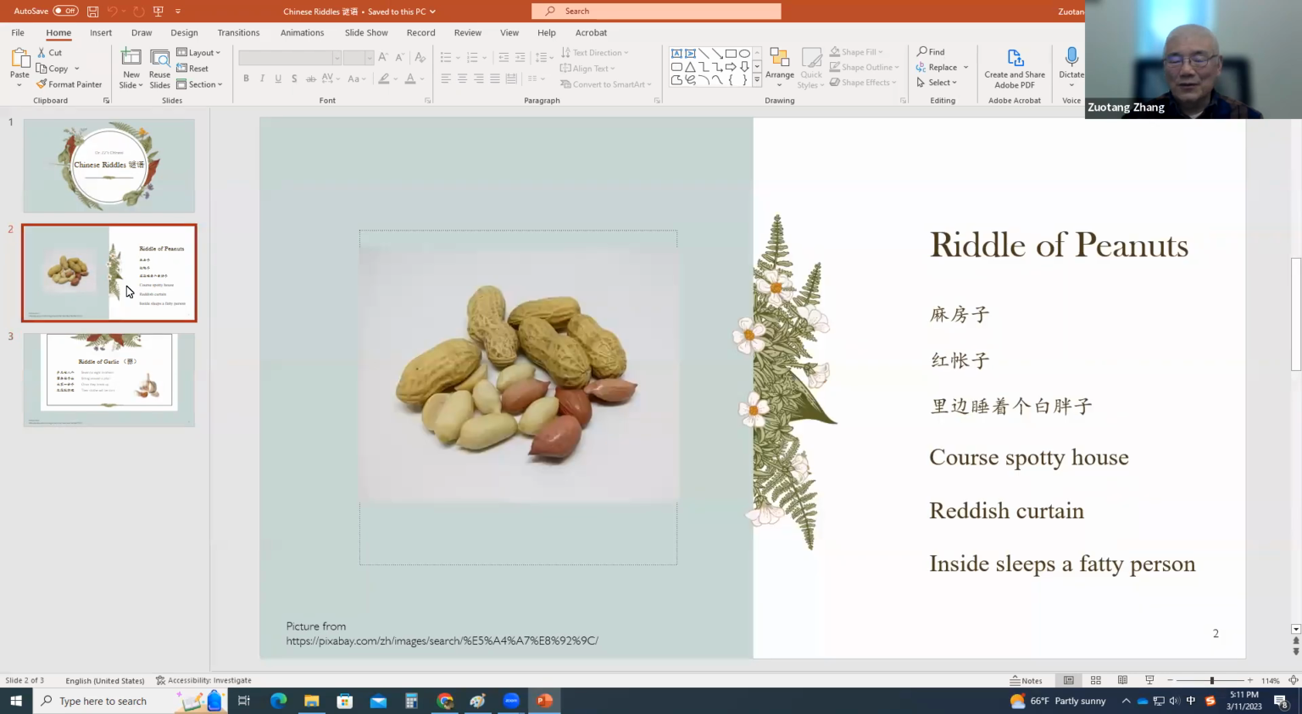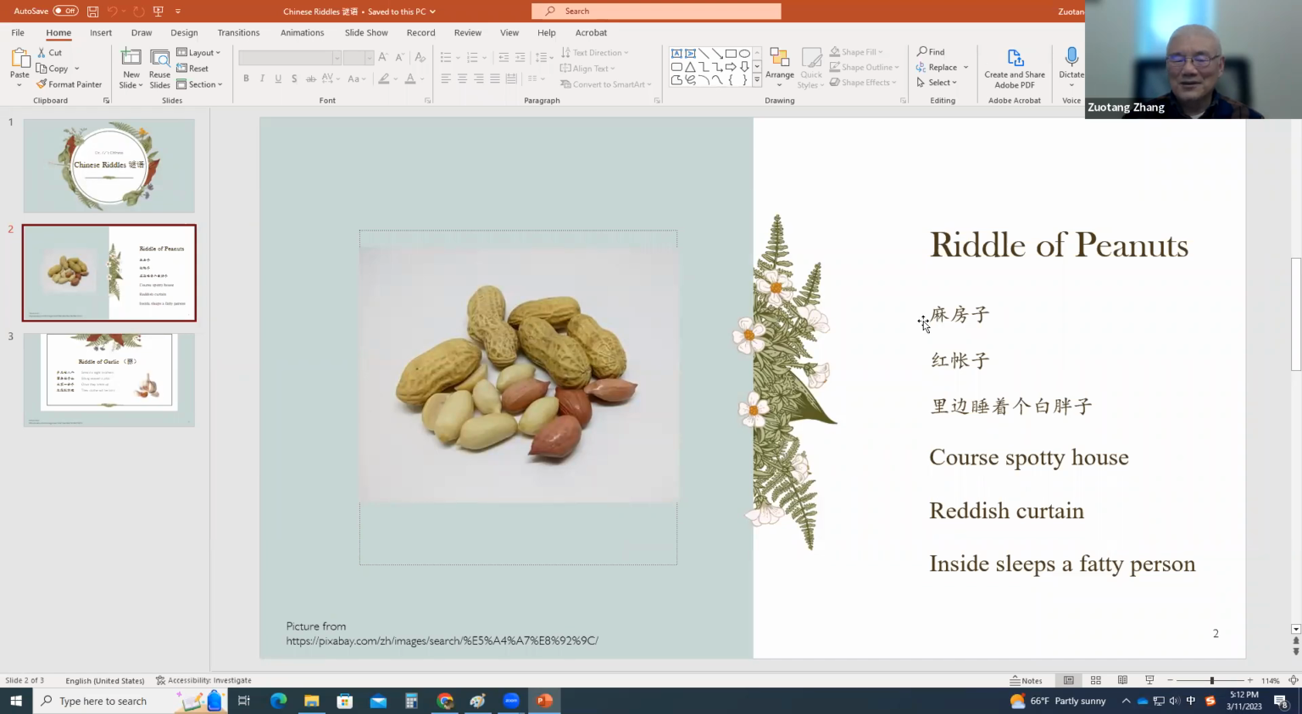So first, look at the riddle for peanuts. It goes like this: Ma fang zi, hong zhang zi, li bian shui ge bai pang zi. The English translation is put right down there. It rhymes with zi: 房子, 帐子, 胖子. The characters rhyme, which is for easy memorization. It's very interesting for children to learn and memorize.